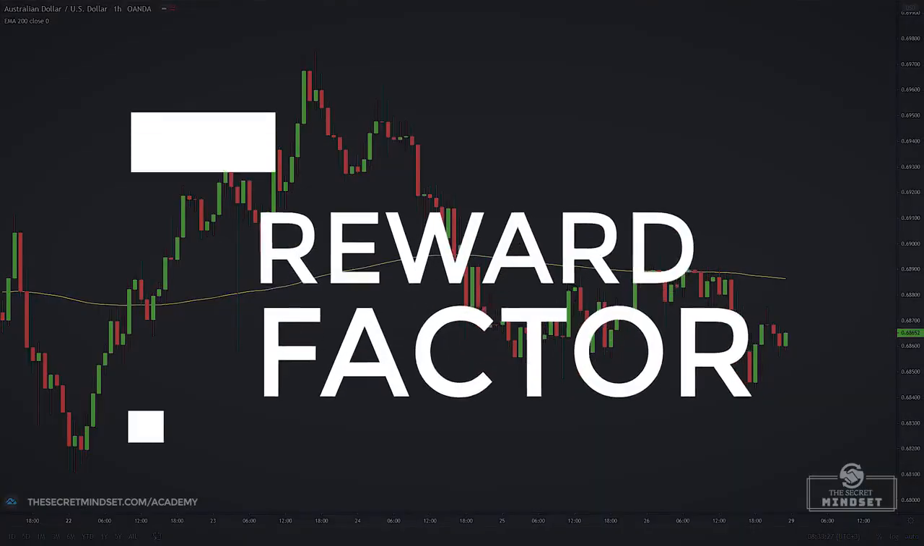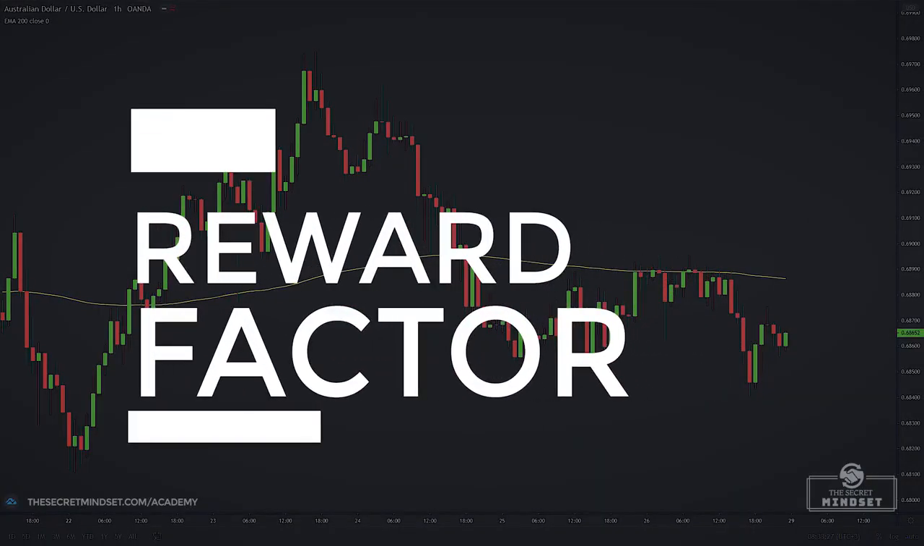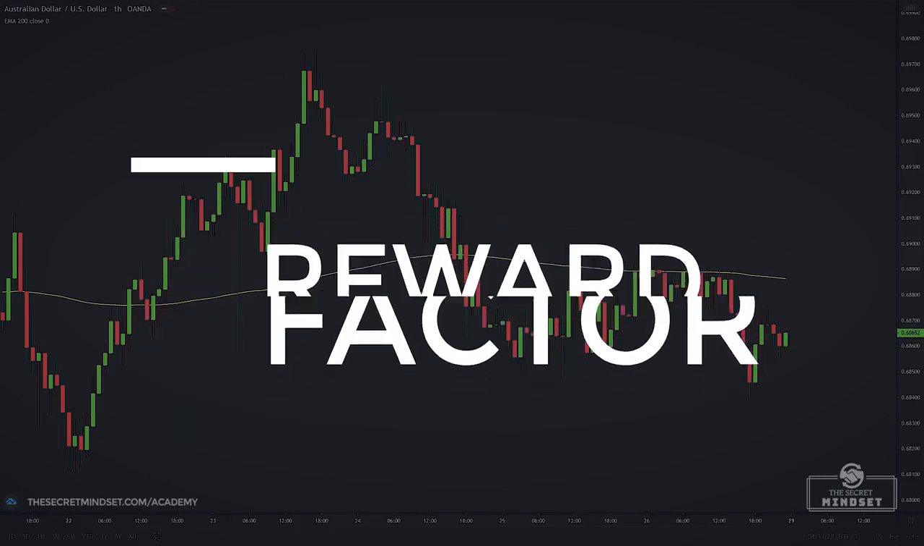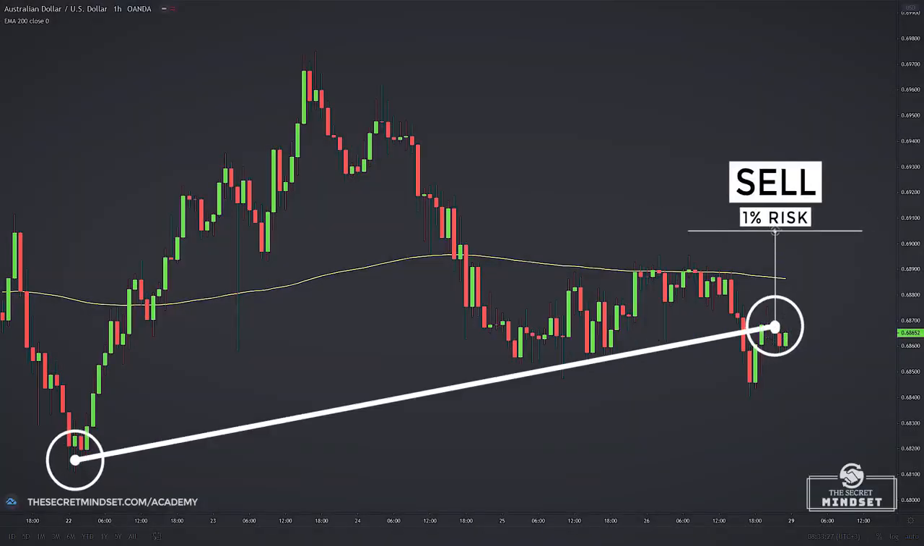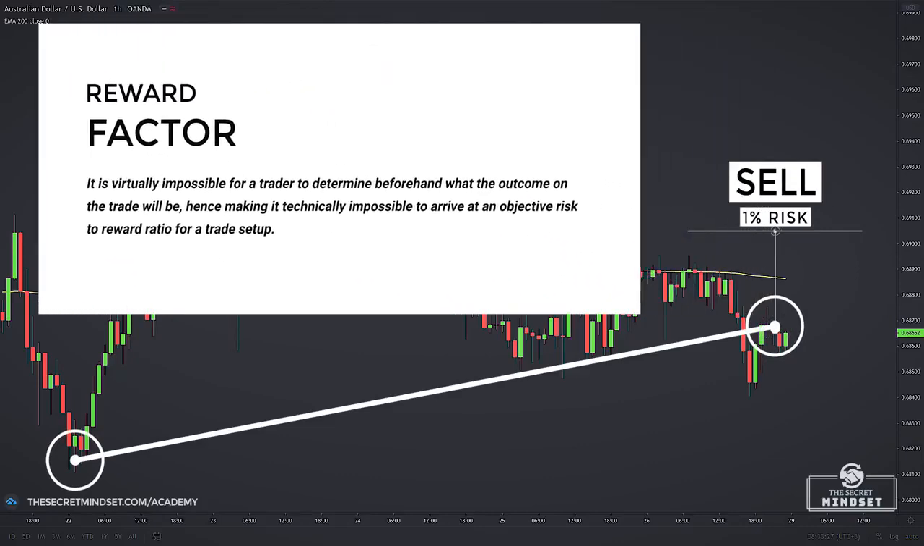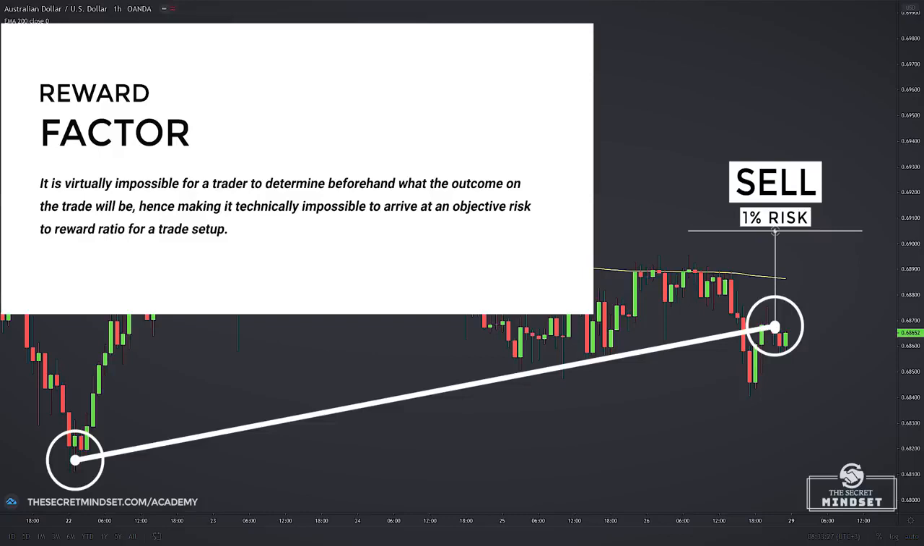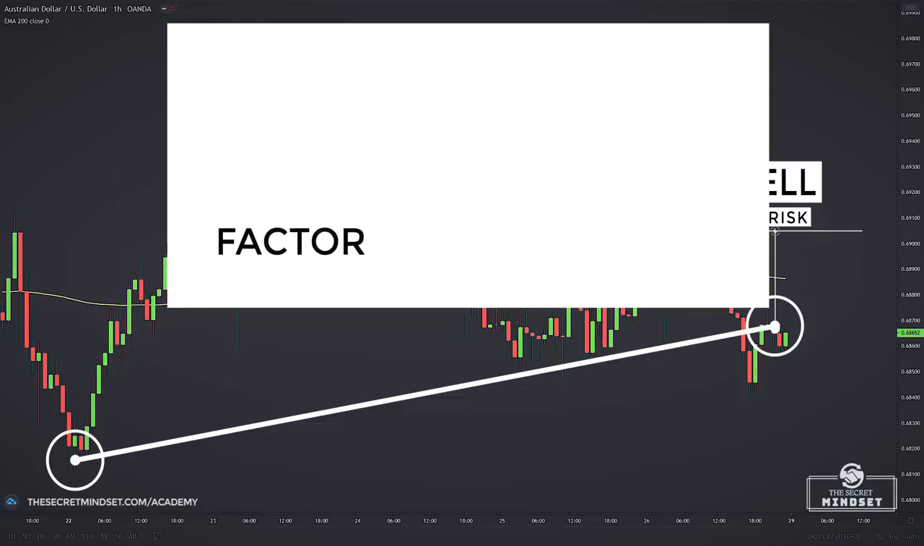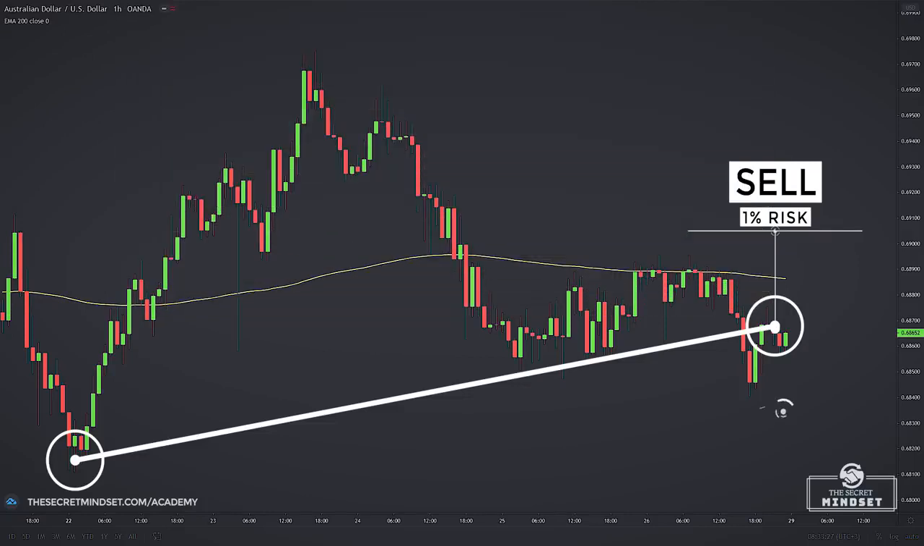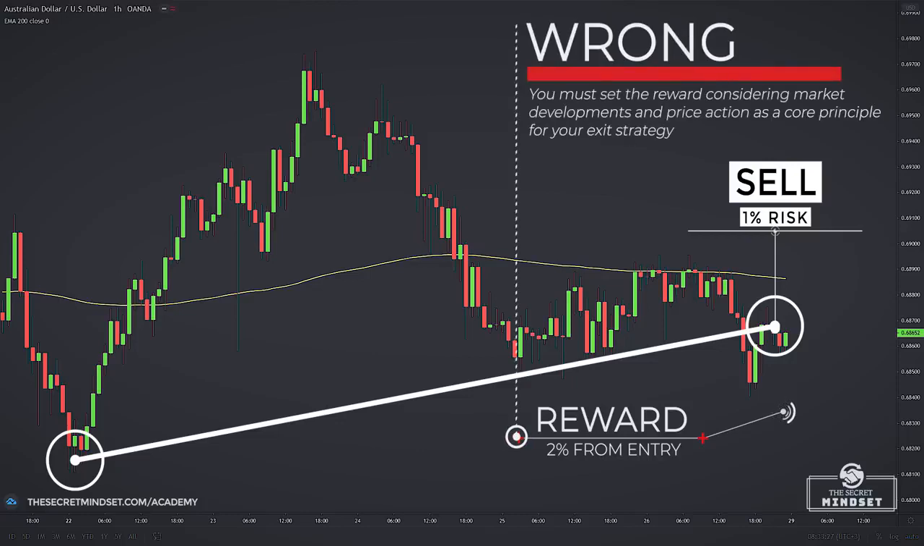Now let's consider the reward factor, which is usually the bigger problem for most traders who struggle with risk and reward effectively in their trading. The reason the reward aspect gets tricky is because it's virtually impossible for a trader to determine beforehand what the outcome of the trade will be, hence making it technically impossible to arrive at an objective risk-to-reward ratio for a trade setup. An example would be entering the market with 1% risk and closing the trade at a 2% reward. But such methods are usually used by traders who don't understand market developments and price action as a core principle for their exit strategy. We are better than that, so we'll set a reward based on price.